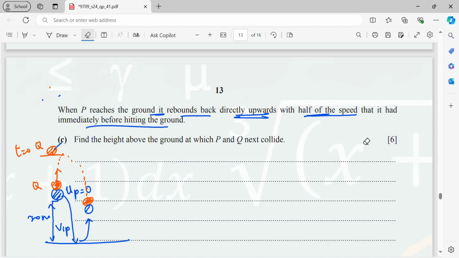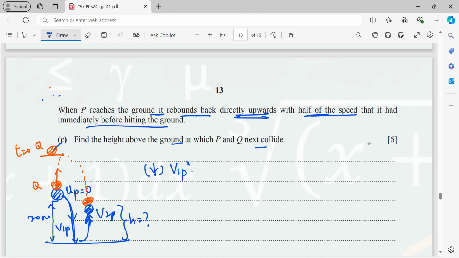So this is the motion, this is V2P. Then I need to find out what is the height above the ground at the second collision. Okay, so now what to do is I need to find out what is my V1 first, V1P.